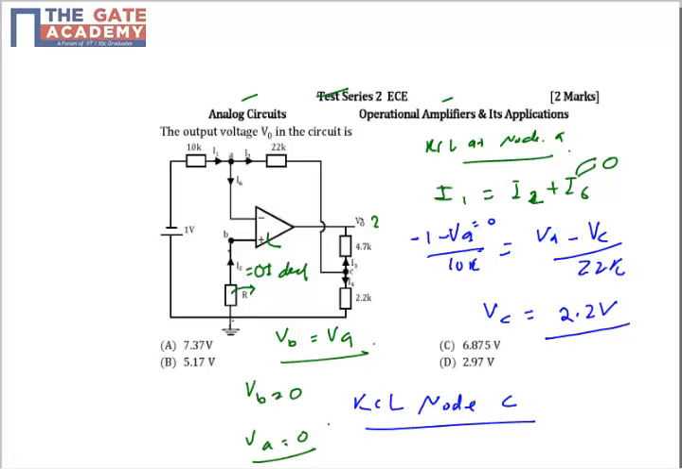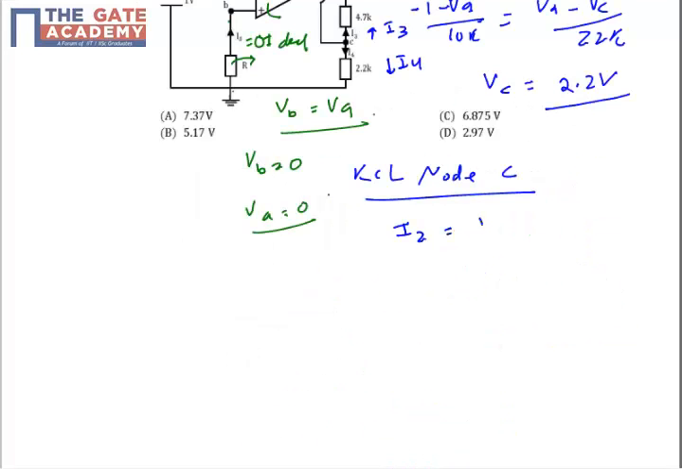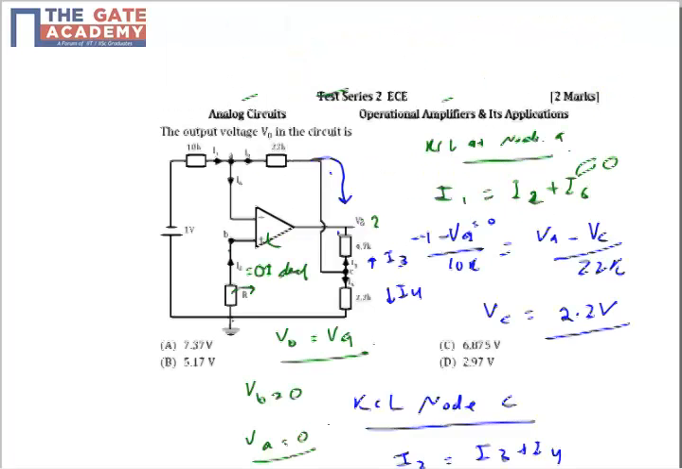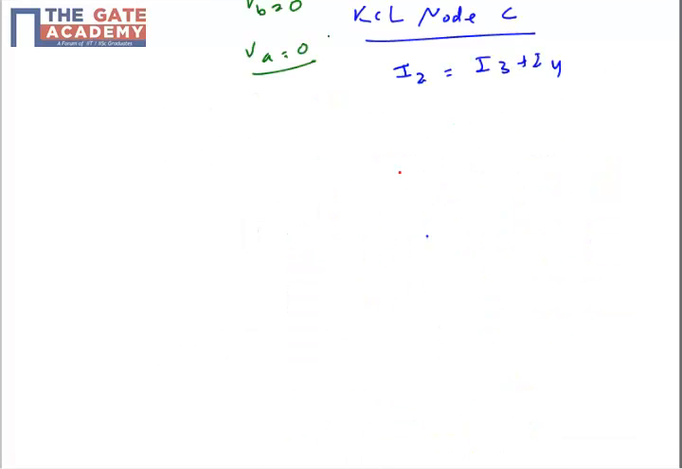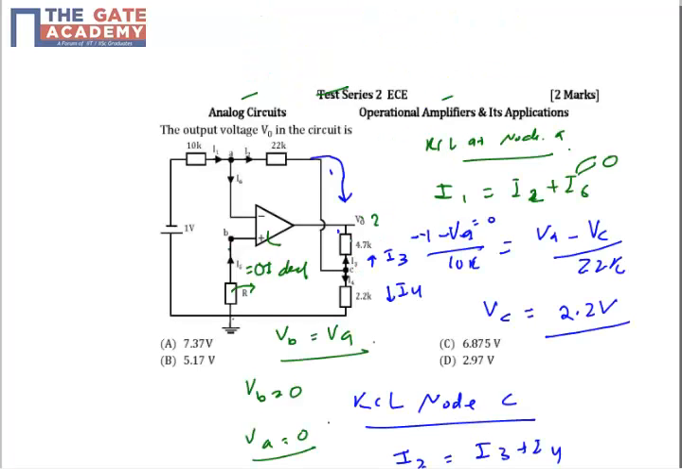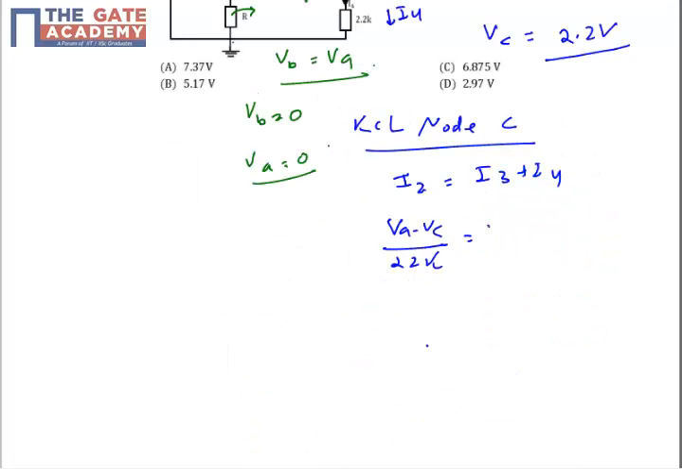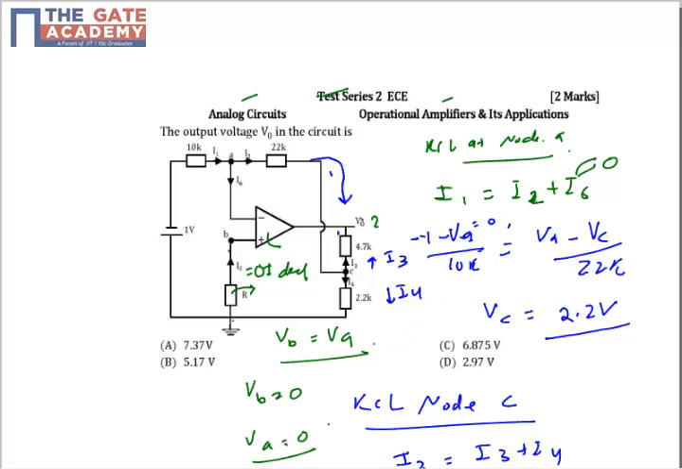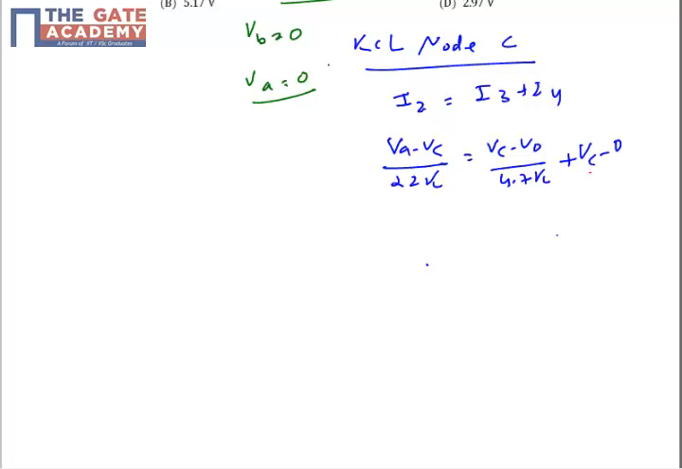In node C you can see that the incoming current I2 comes across the 22K, and then I2 divides into two components, one is I3 and another one is I4. Applying KCL, incoming current I2 is equal to I3 plus I4. I2 is nothing but (VA - VC)/22K. I3 is (VC - V0)/4.7K. And I4 is (VC - 0)/2.2K.